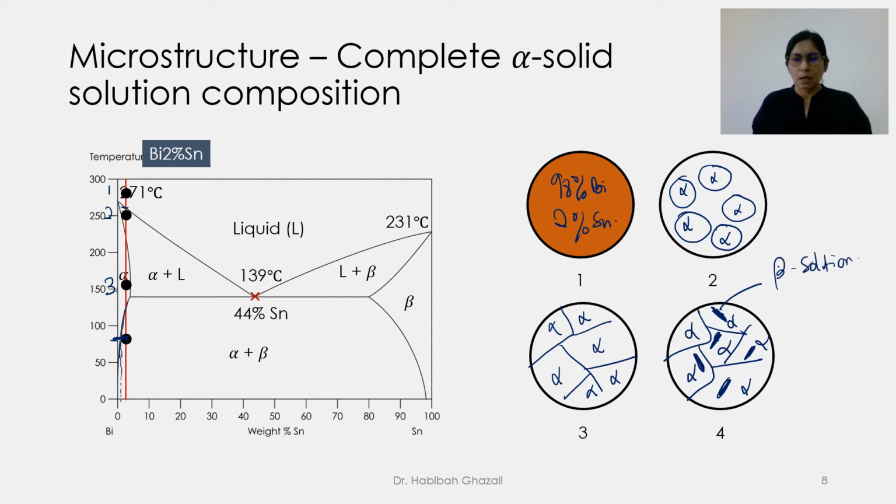You might ask, why not just the tin atoms precipitate out and create a pure crystal of tin? That cannot happen. It will precipitate out with some bismuth atoms. So it will create a tin-rich solid solution, which is beta solid solution. It creates the precipitates in the matrix of alpha solid solution. So that is how the formation of microstructure for this alloy will look.